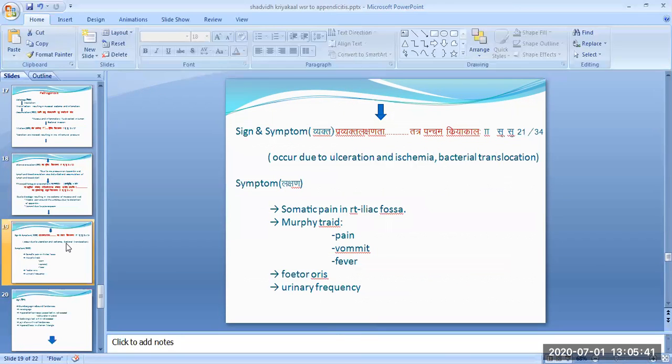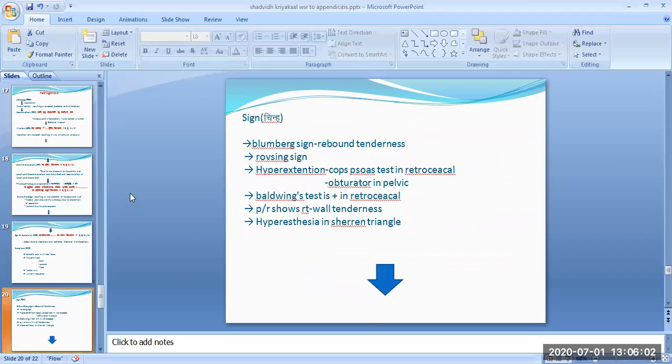Symptoms: somatic pain in the right iliac fossa, vomiting, and increased frequency. Signs: tenderness, Rovsing's sign, hyperextension, the psoas test, and the Shannon triangle.